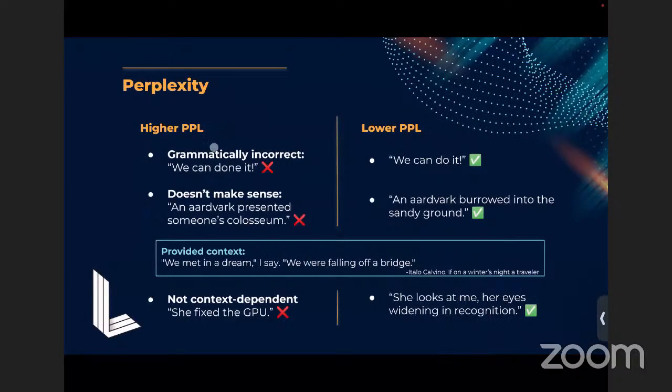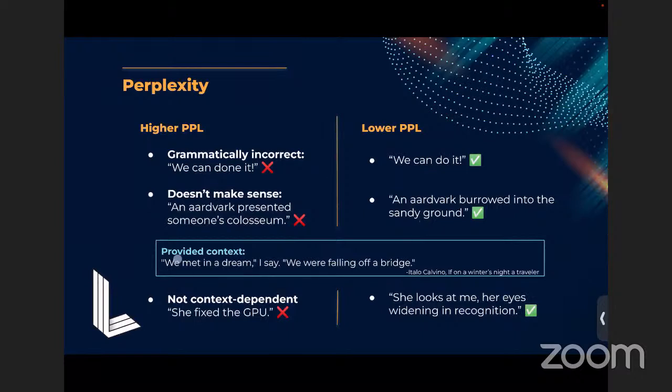And a little more examples. So for example, grammatically incorrect sentences would have higher perplexity versus grammatically correct sentences like this. And then sentences that are gibberish would have higher perplexity compared to sentences that are more reasonable.